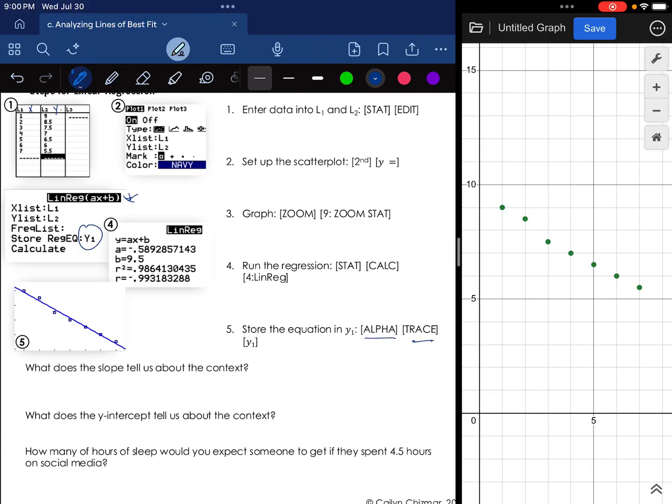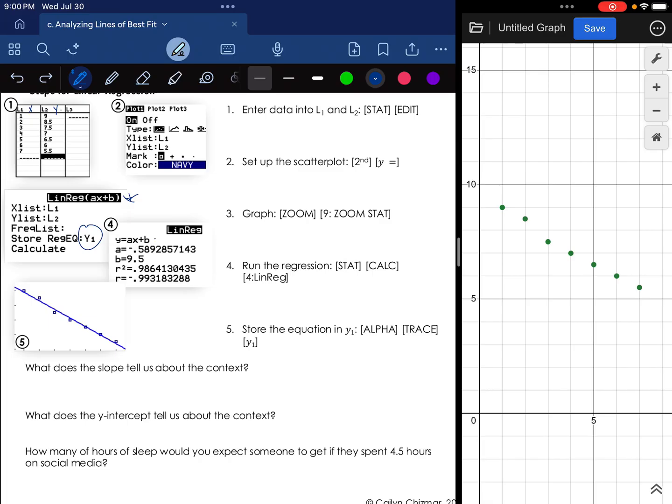And so when you run the regression, this is what you're going to get. That ax plus b is your linear regression in slope-intercept form. And then it tells you a, your slope, and b, your y-intercept. And then r squared and r we'll talk about later on in Algebra 2 and if you take statistics. But r is the correlation coefficient, in case you need to know that. And this is what it looks like graphically.